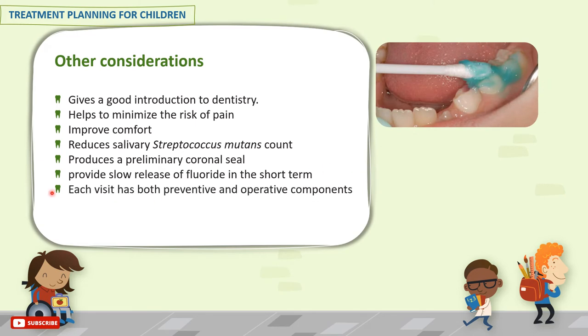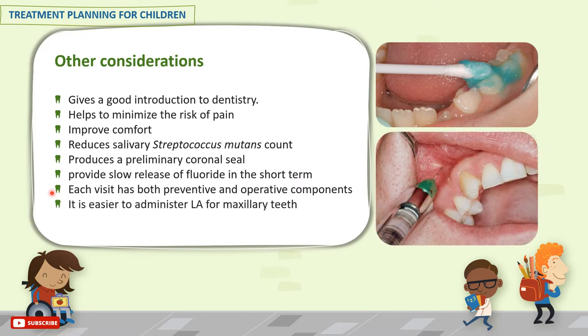The treatment plan is drawn up visit by visit. Each visit has both preventive and operative components, optimally aiming to deliver only one key preventive message per visit. As it is considered to be easier to administer local anesthesia for maxillary teeth, these teeth are usually treated before mandibular ones. Restorative care by repairing teeth without prevention is of limited value.